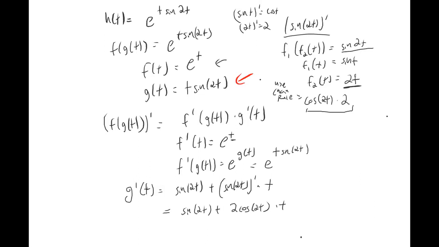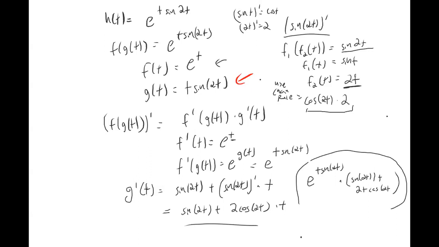And you just combine it. So your answer is e to the t sine of 2t times this mess: sine of 2t plus 2t cosine of 2t. So this is an example of chain rule of product rule of chain rule, something like that. So 2 chain rules and 1 product rule.